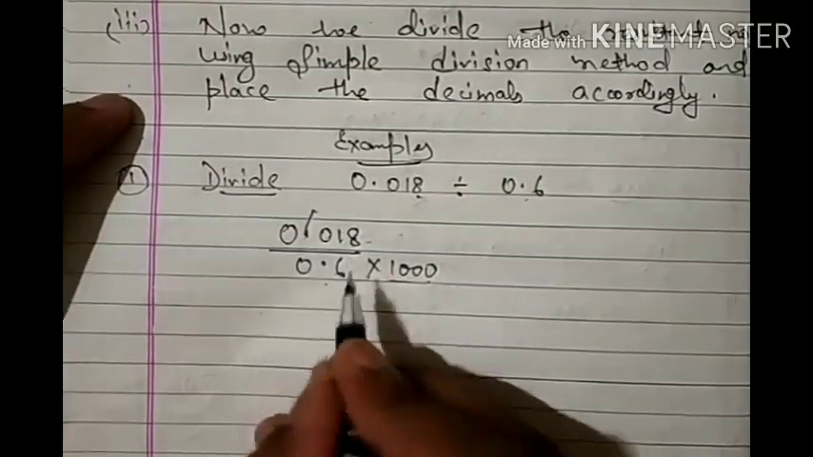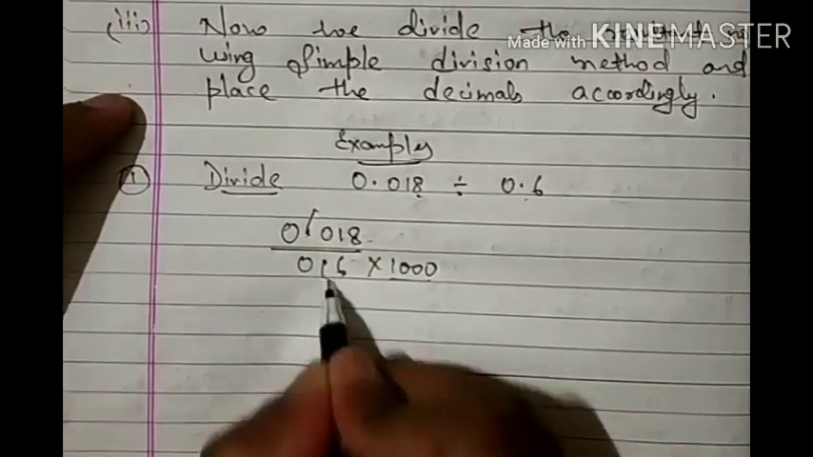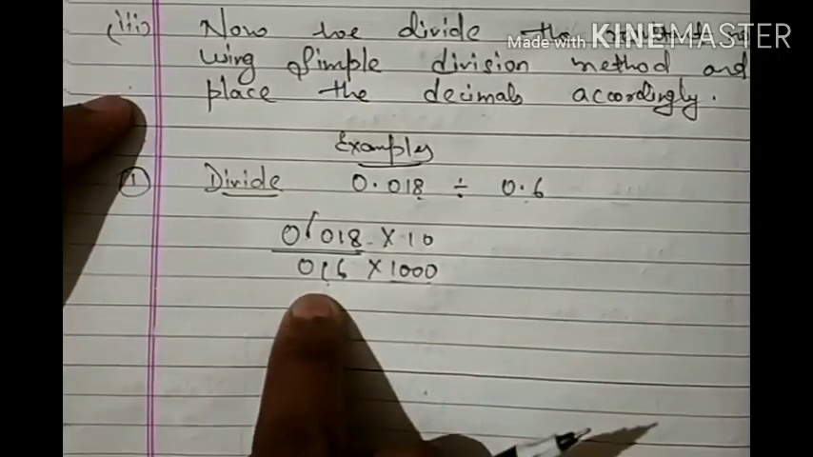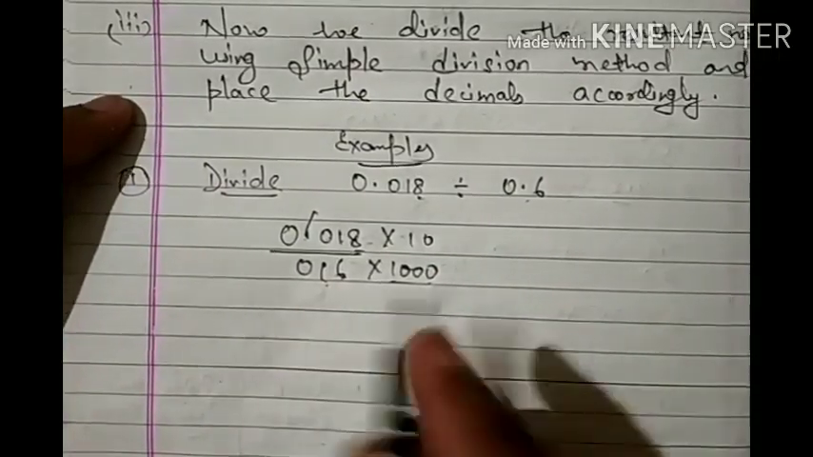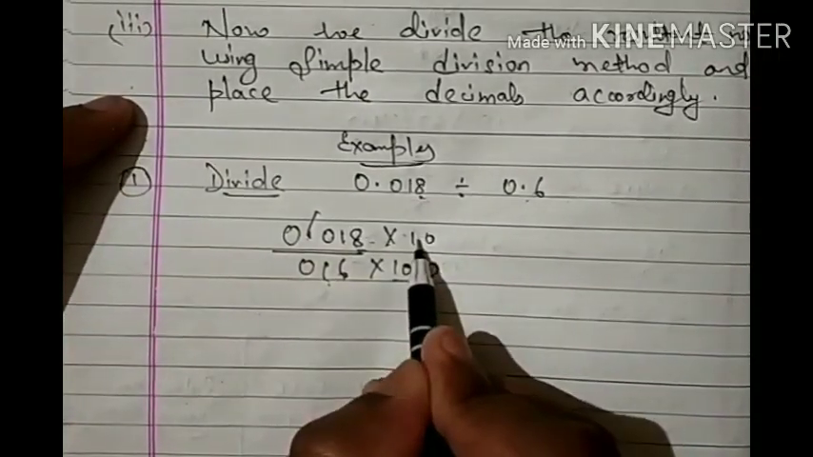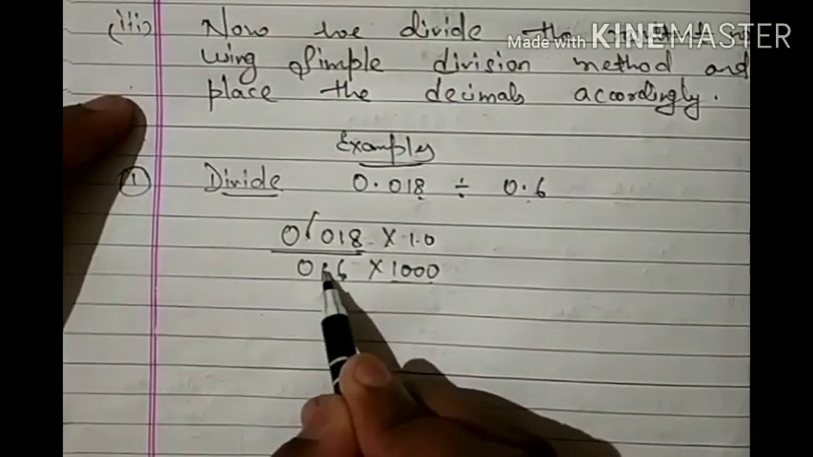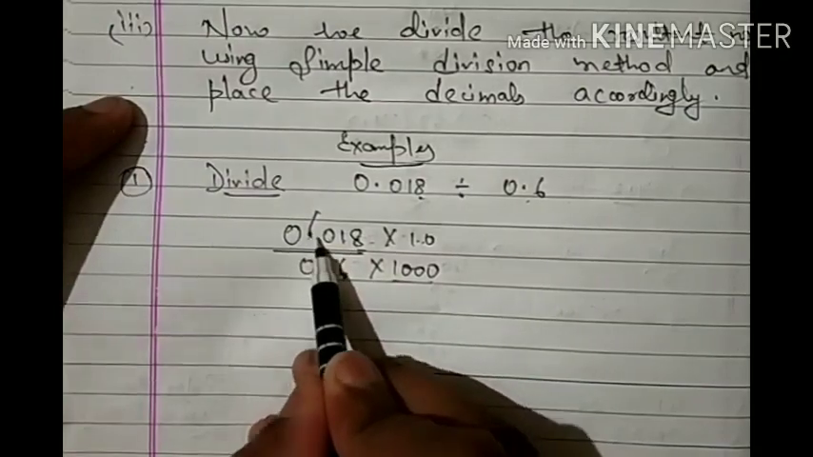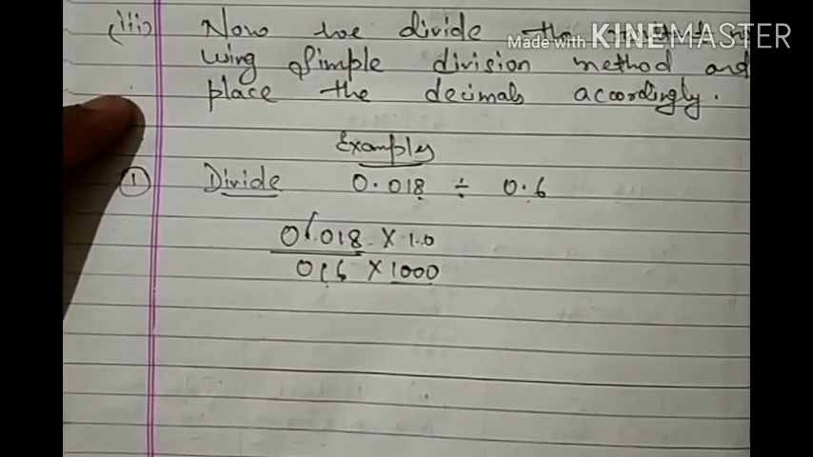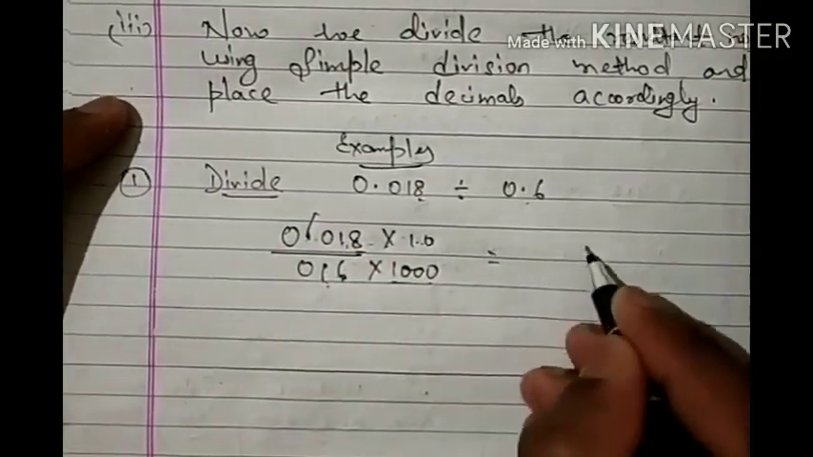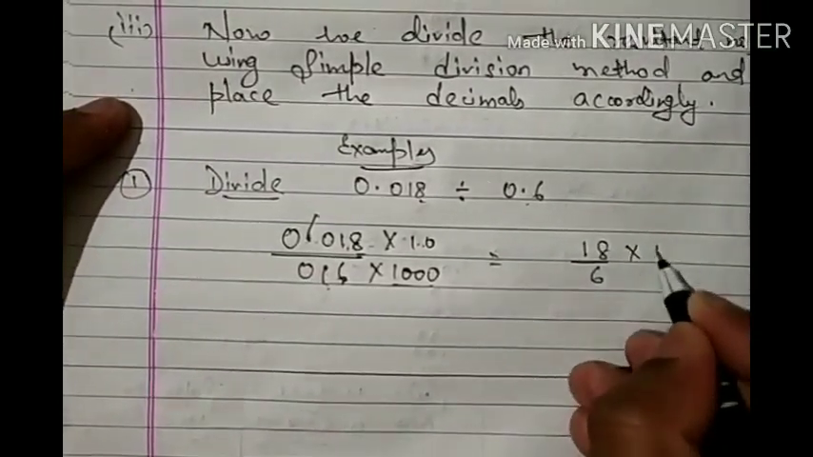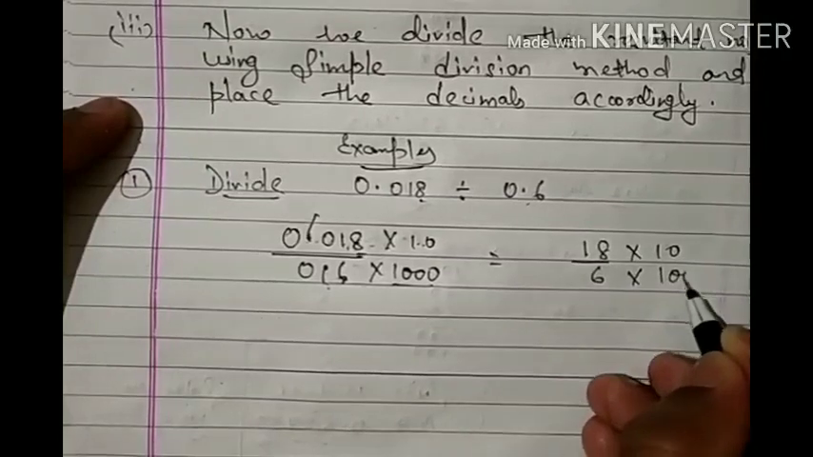Now 0.6, ones, tens. If we remove this decimal, we will have to put 10 over here, because this is in the tenth place. Am I correct? Ones, tens. So we will write 10 over here because this was the decimal of the denominator, so it will go into the numerator, and this was the decimal of the numerator, so it will go into the denominator. So what do we get? We get 18 by 6 multiplied by 10 and multiplied by 1000.